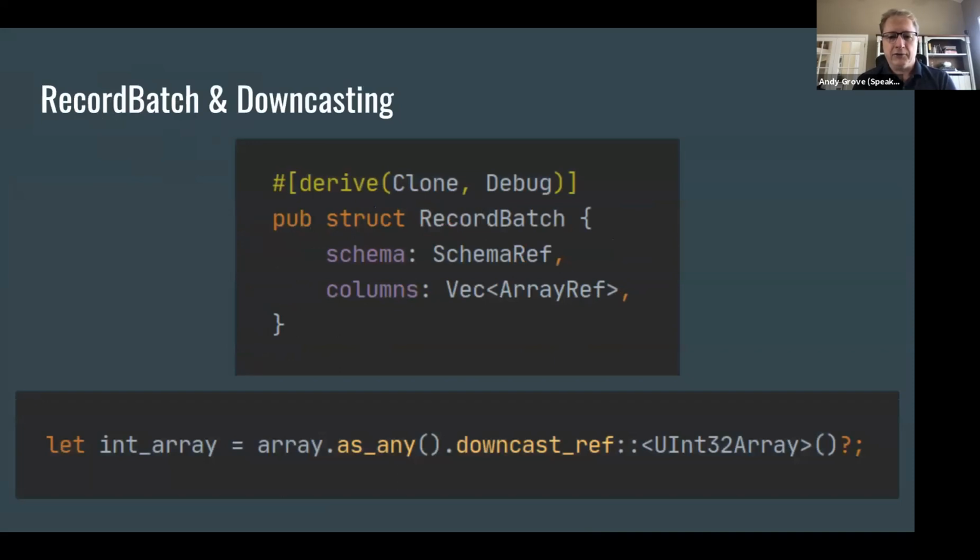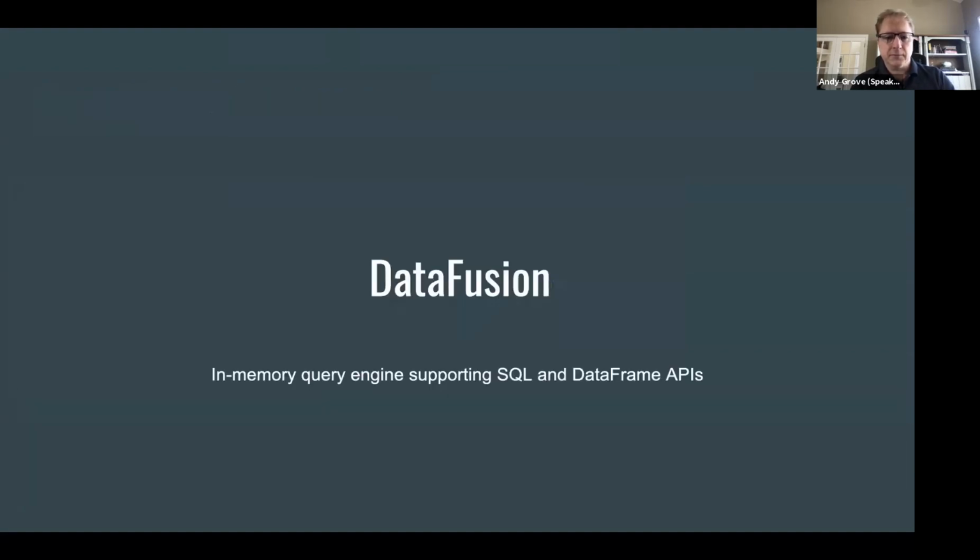And this is the record batch structure I mentioned. So this is the tabular format. It has a schema and then a vector of Arrow arrays. And again, once you receive one of these, you can downcast the arrays, the columns, to specific types. Okay, so that's kind of a whirlwind tour of Arrow in Rust.